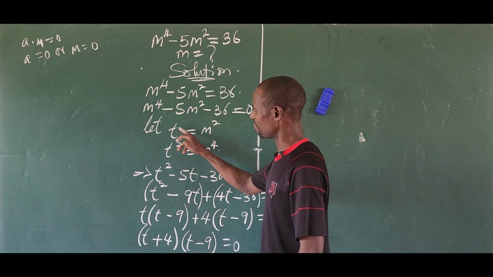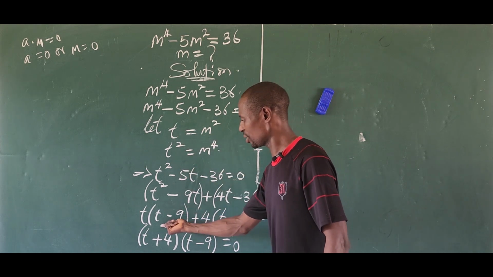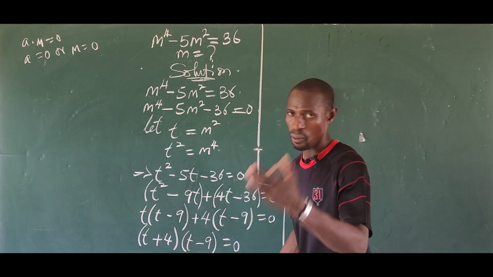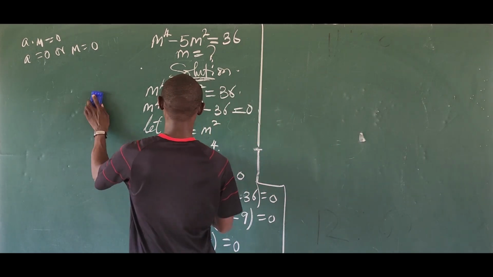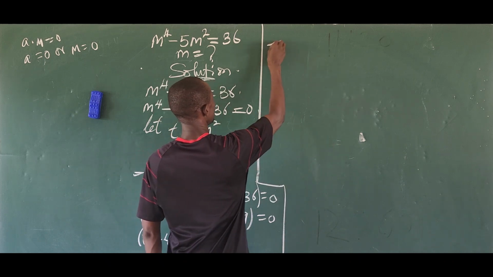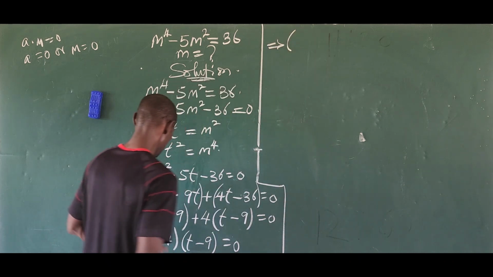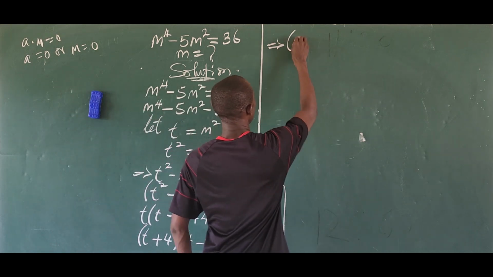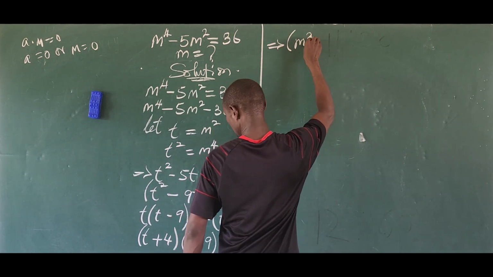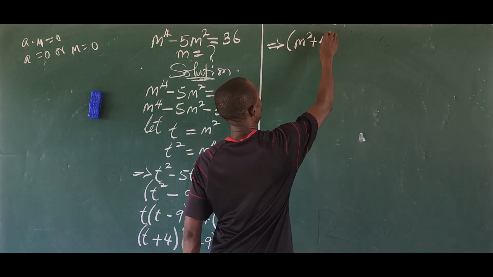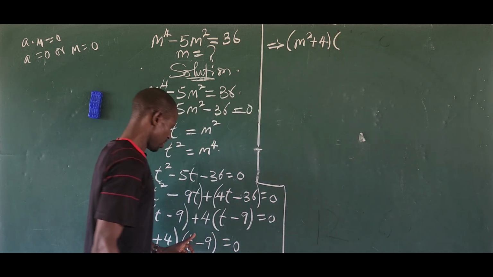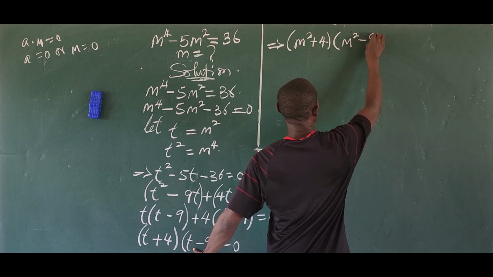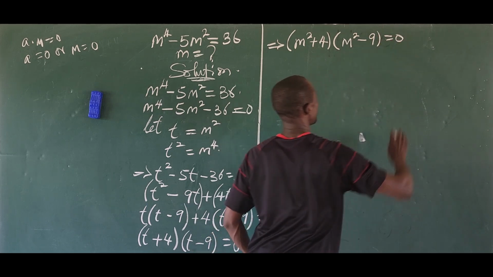So I want to bring in the value of t, not t squared, into this and this. Easy. So if I bring it here and here, what would that look like? Okay, so this now implies bracket. What is our t? t is m to the power of 2. So we're going to have here m to the power of 2, then plus 4, close bracket. Again, t is m to the power of 2 minus 9, close bracket equal to 0.